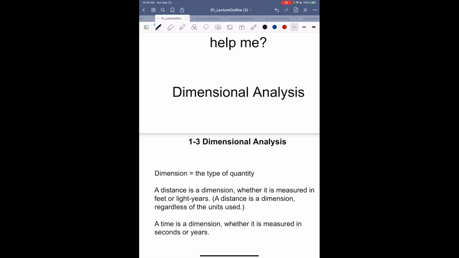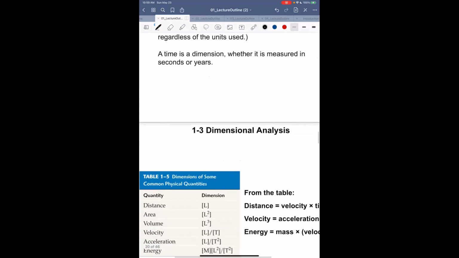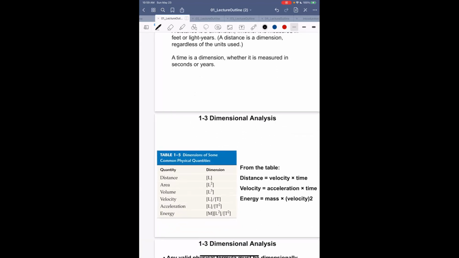And also time is another dimension. Okay, and for dimensional analysis, for distance we usually call this the dimension of length.